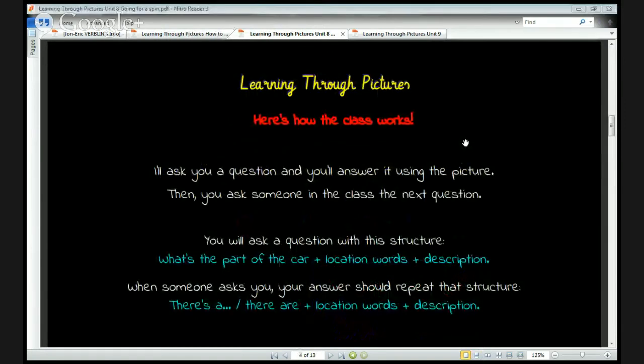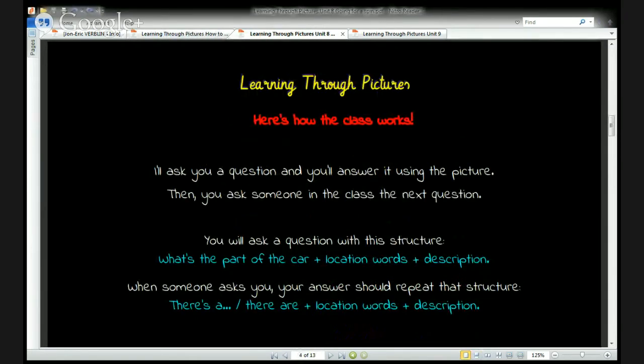As I said, I'm not going to go through the whole set of instructions, but just to remind you quickly, I'll ask you a question, you'll answer it using the next picture, then you'll ask someone else the next question. You'll ask a question with this structure. What's the part of the car? Or what's the job? Or where is the person? Whatever the question is, plus a location, plus a description. So when someone asks you, your answer should repeat that structure. There's a steering wheel, location word, right in the middle, description, circular. There's a circular steering wheel right in the middle of the picture.